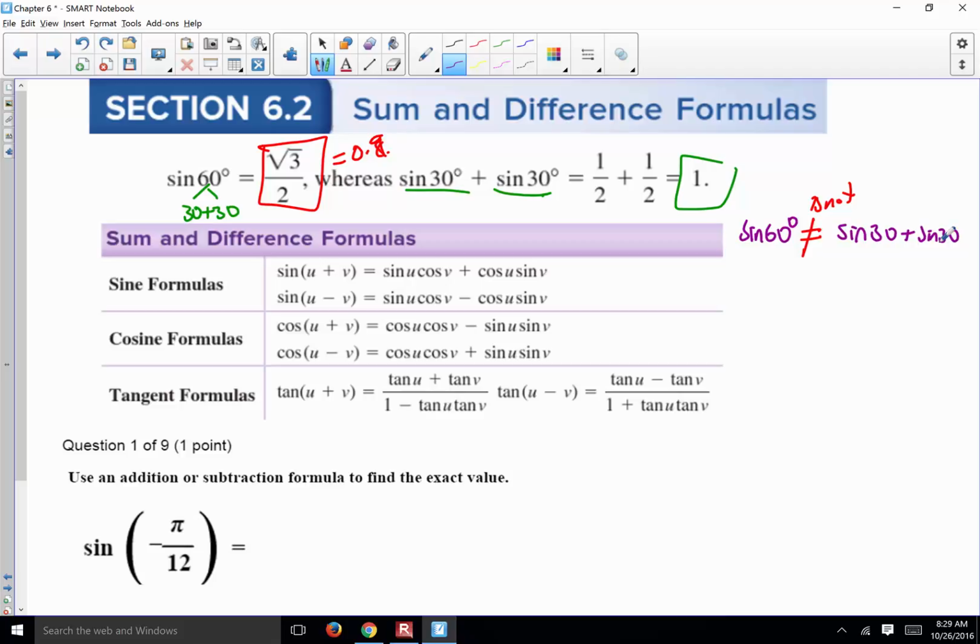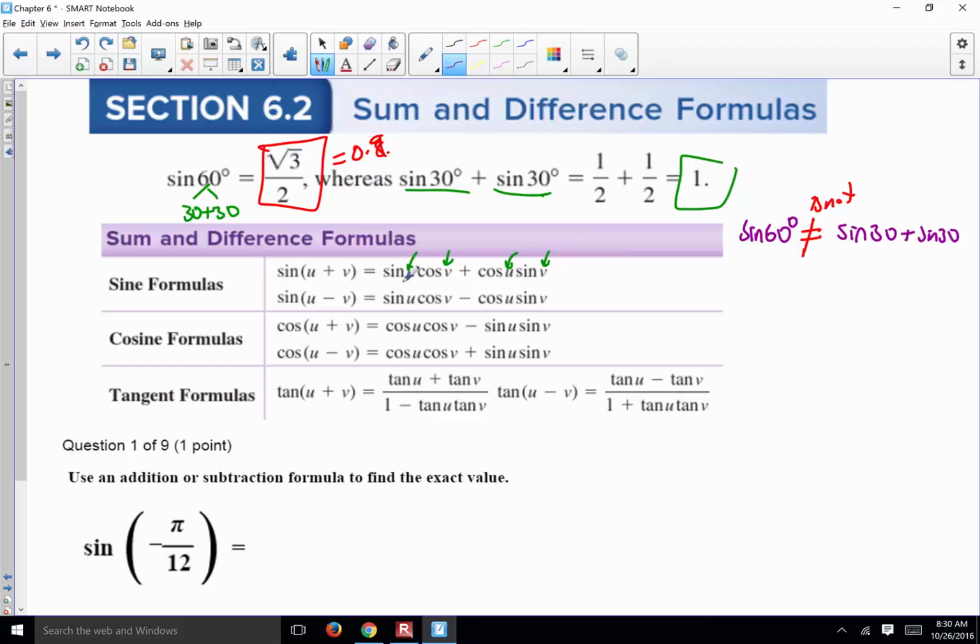I need to break 60 into smaller pieces, smaller angles. Here is the right way. Sine 60, or sine of any two angles, can be broken out in terms of sine, cosine, cosine, sine, addition. So you take the sine of the first angle, cosine of the second. This is how you memorize: sine of first, cosine second, plus cosine of first, sine of second.